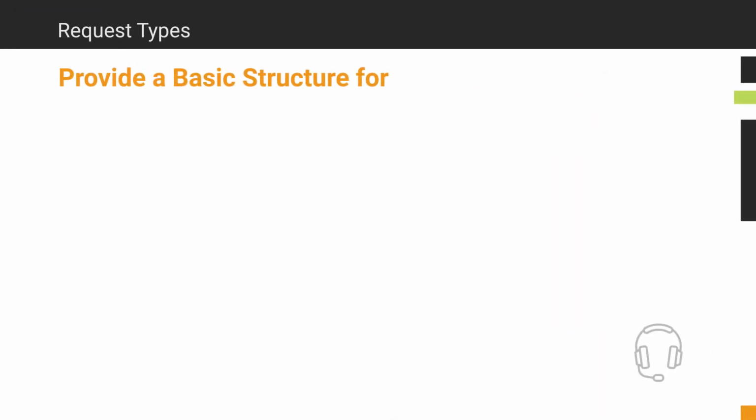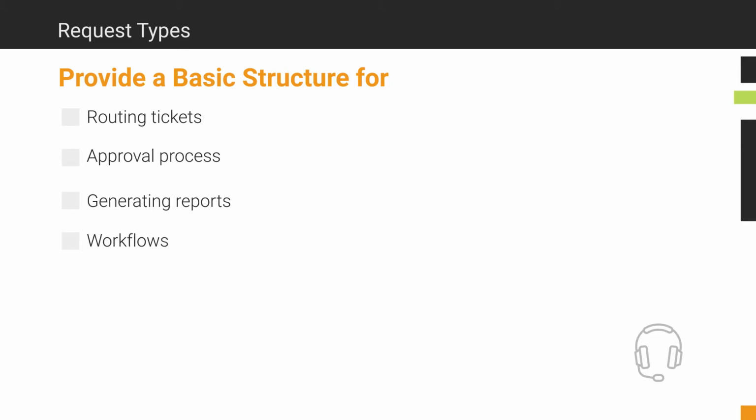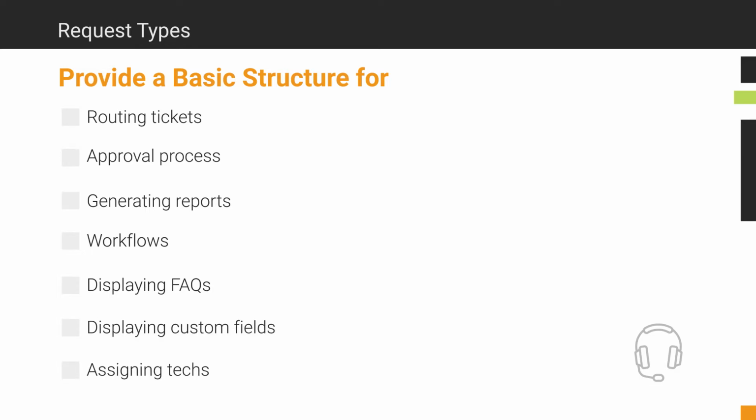Request types provide the basic structure for routing tickets, providing approvals, generating reports, building workflows, and displaying FAQs in Web Help Desk. They determine which custom fields appear on a ticket and which techs are assigned to the ticket through ticket routing. You cannot submit a ticket in Web Help Desk without a defined request type.